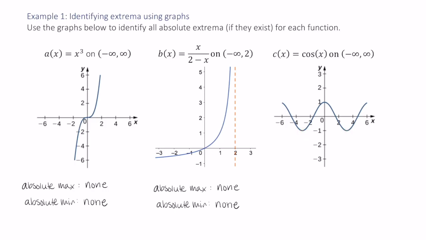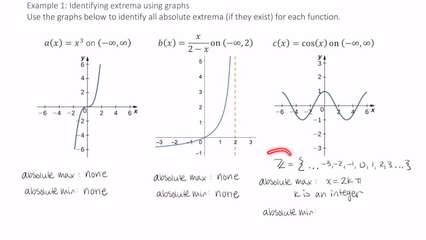How can we write that out? Our absolute maximums occur at x equals 2k pi, where k is an integer. If you need a refresher on integers, they are all the positive whole numbers, negative whole numbers, and 0. And this lovely symbol is used to represent the integers. All the absolute minimums occur at odd values of pi. So they occur when x equals 2j plus 1, this entire quantity multiplied by pi, and in this case, j is an integer.